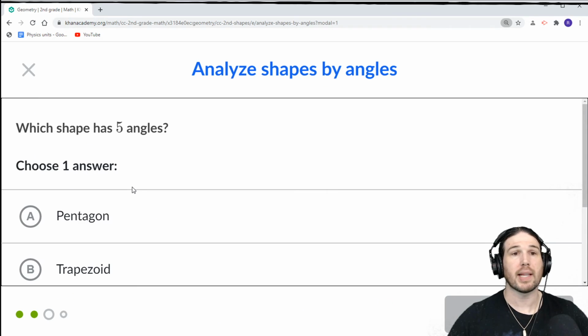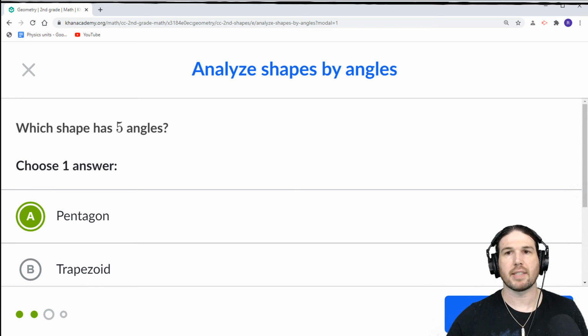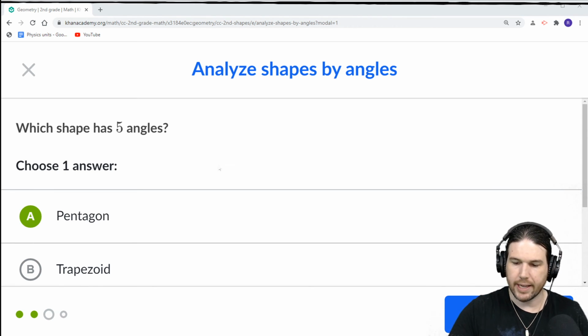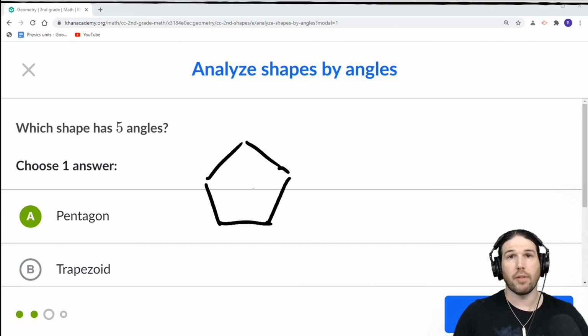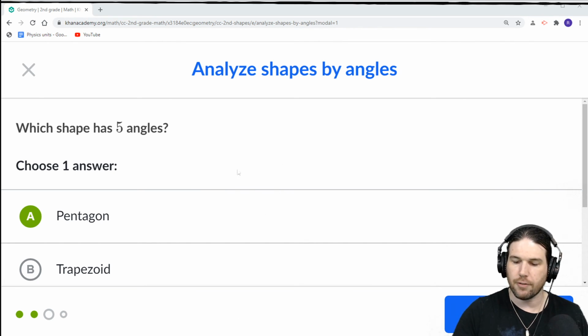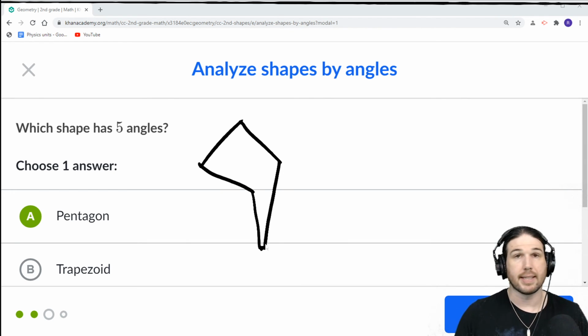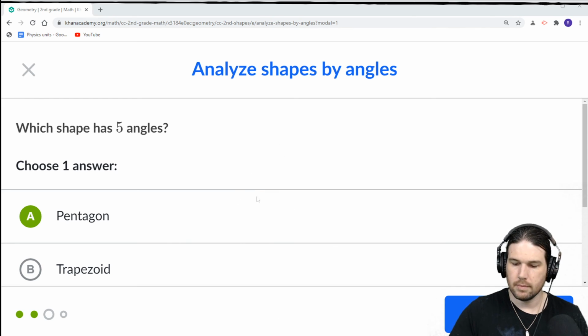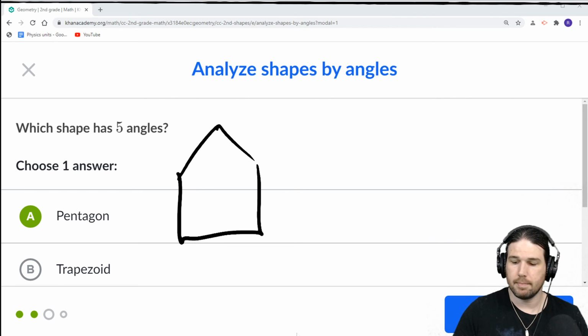Which shape has 5 angles? Well, again, 5 angles means 5 sides, so it's a pentagon. And again, a pentagon is any shape that has 5 sides. We are used to a regular pentagon, like the Pentagon building, right? The Pentagon building looks like a regular pentagon with all the sides the same, but any shape that has 5 sides, 1, 2, 3, 4, 5, is still a pentagon. A home plate in baseball is a pentagon, 5 sides.